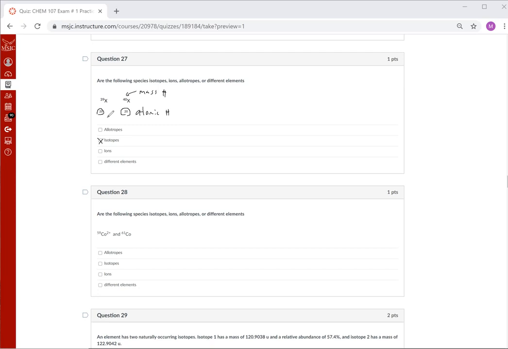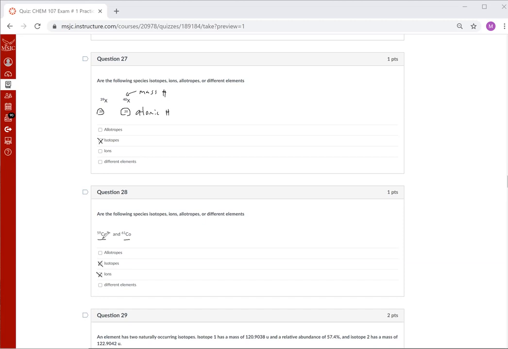Yes. Perfect. So let's look at this next case. We have cobalt 59 2+ and cobalt 61. So what are these species? And you can check multiple boxes here. Ions. Yep, they're ions, and they're also isotopes. Does that idea make sense?